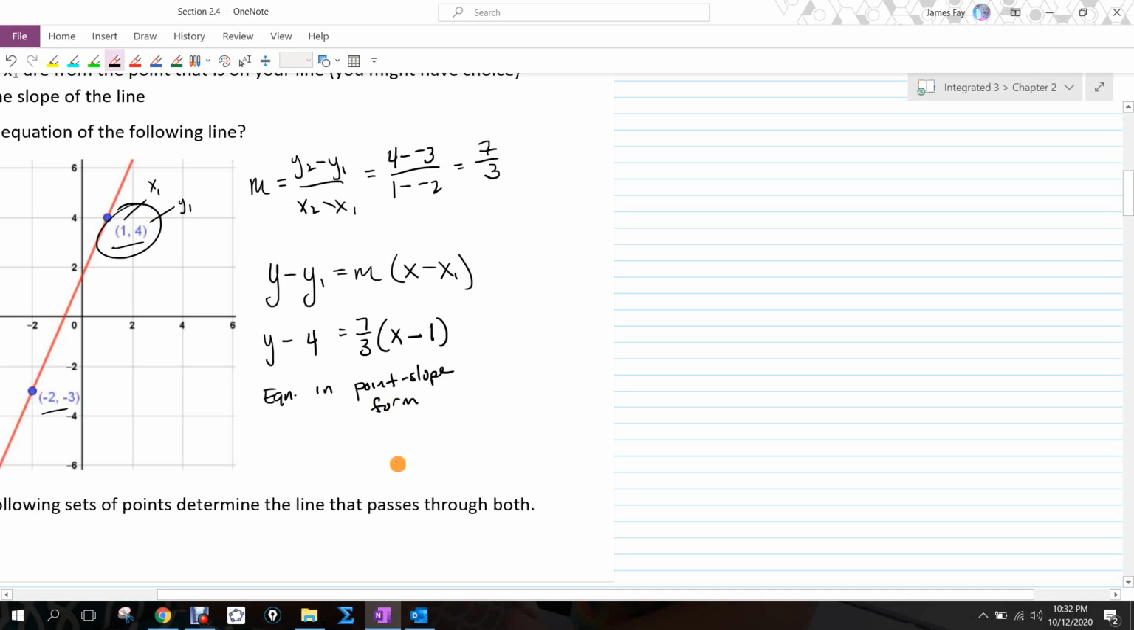Now your neighbor might have said, well, I'm going to do the same thing, but I'm going to choose this point. If I choose that point, it's going to be y minus y1, so minus a -3, becomes +3, equals m, which is still 7/3, and now it's x minus a -2, so it becomes +2. That is the equation in point slope form.